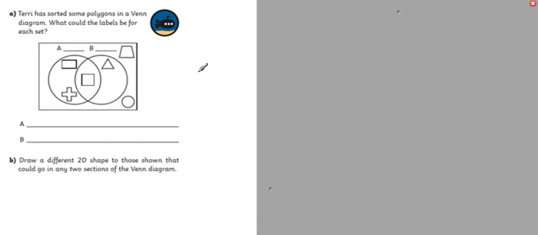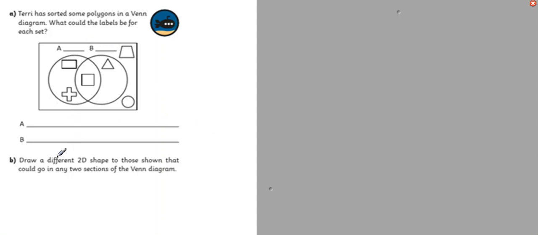Let's have a look at this one then. So Terry has sorted some polygons in a Venn diagram. What could the labels be for each set? Okay, so this is one label for this bit here. This is a second label for this bit here. Remember, whatever is in the middle of the Venn diagram has to apply to both sides. So it has to be in both lists. So try and think of a label for A and a label for B.